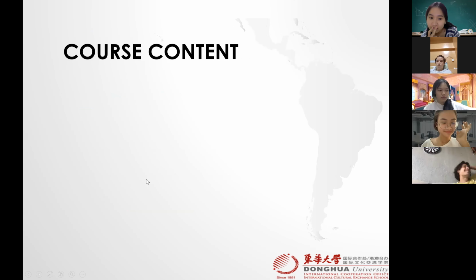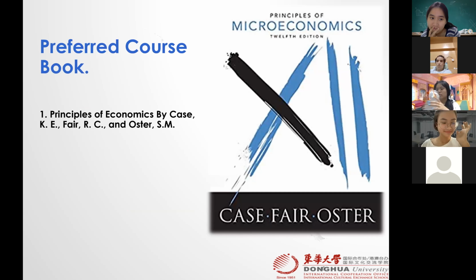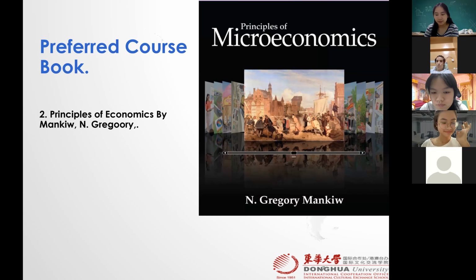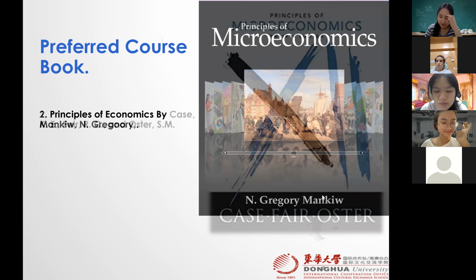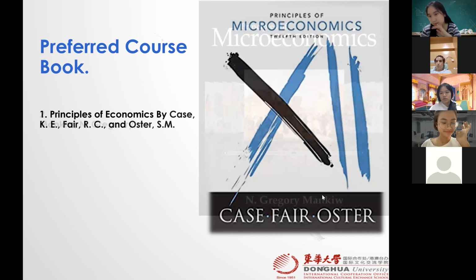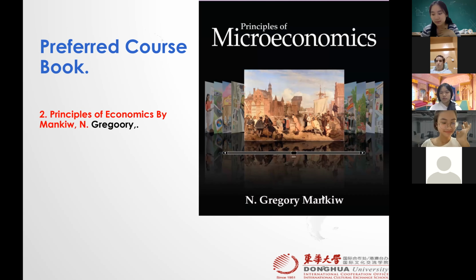Now, regarding the course content, the preferred course book is going to be Principles of Economics by Case, Fair, and Oster. And the second one is Principles of Economics by Moncrief. So luckily, I got the material, so you don't need to worry about purchasing the books. I would be sending you the chapters which we study here, uploading them on our Blackboard and into the WeChat group as well. All you need to do is just download from the WeChat.